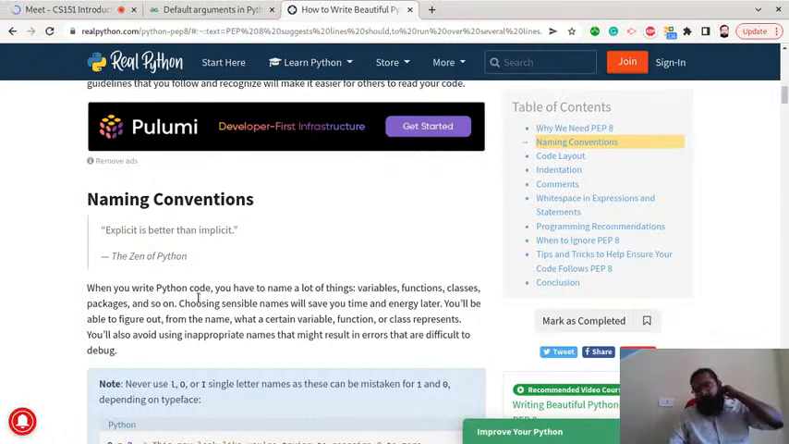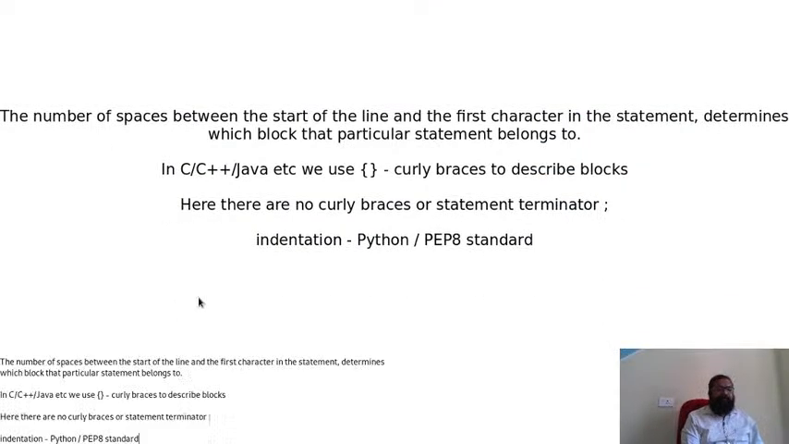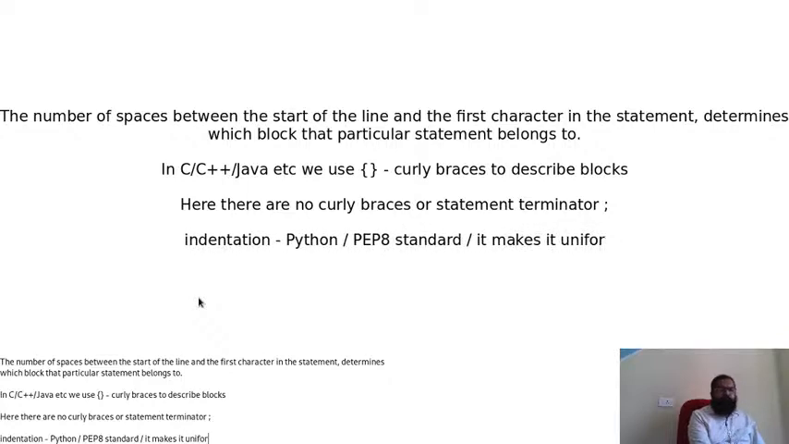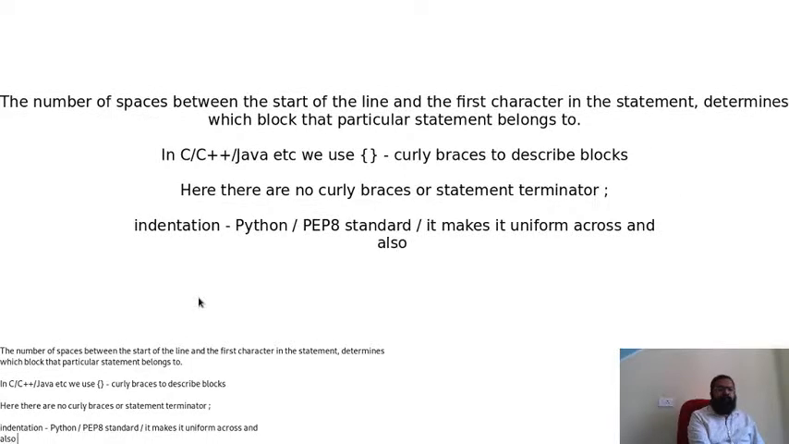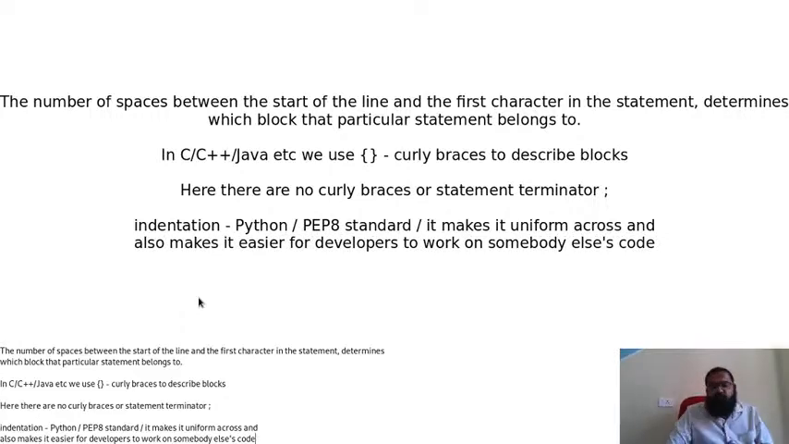And why is it important? Why do they mention some standard? Because it makes the code uniform across developers, and also makes it easier for developers to work on somebody else's code. Correct? Do you understand what I mean by this?